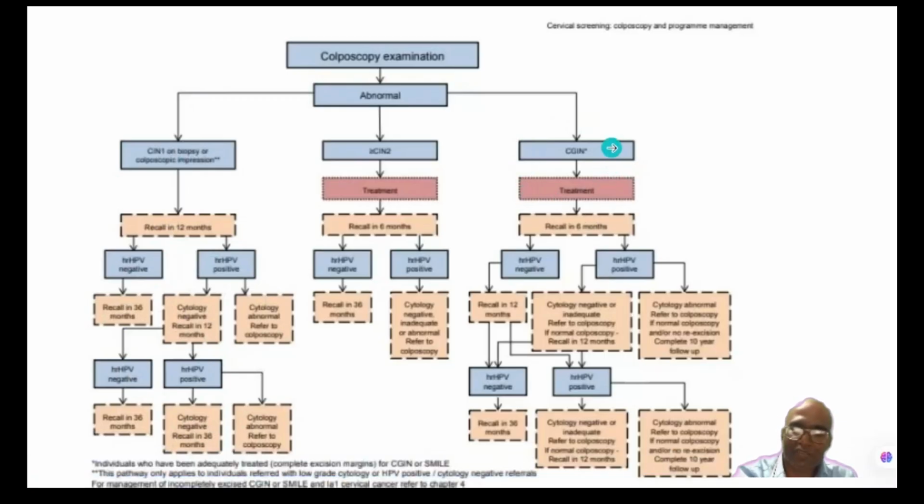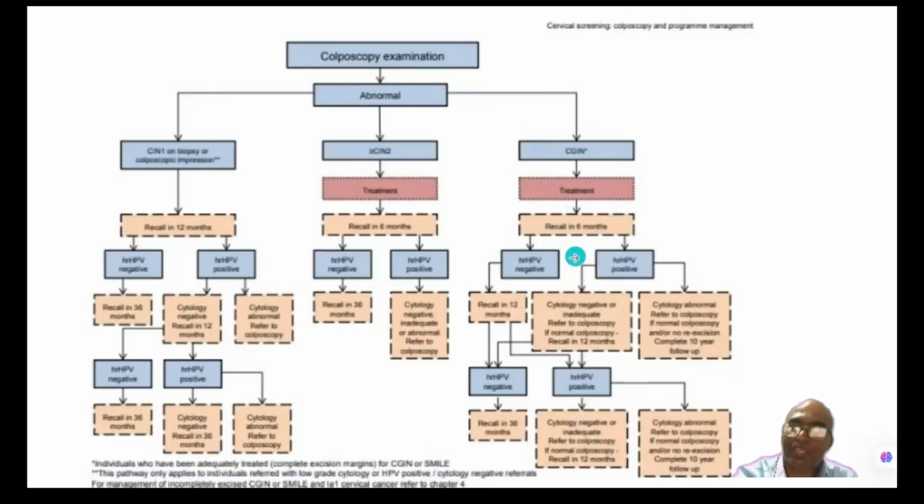Now, third, CGIN. Definitely we are going to worry about these patients. It definitely requires excisional treatment. They will be called for TOC. How many TOCs will be required for CGIN? Two TOCs: one at 6 months, another at 18 months, that is, 18 months after the excision and 12 months after the first one.